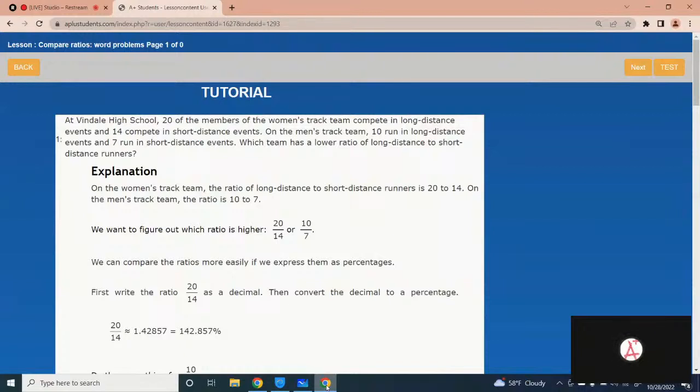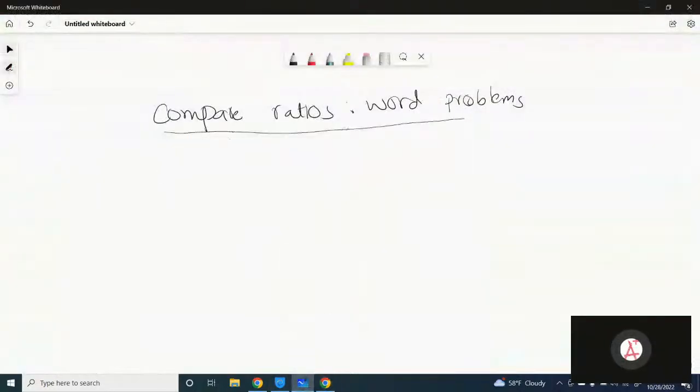So the ratios are 20 by 14 and 10 by 7. You need to see which team has a lower ratio of long distance to short distance runners. So it would be 20 by 14 and 10 by 7. Basically you have to compare both the fractions.